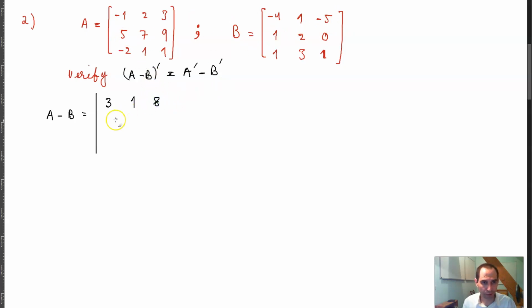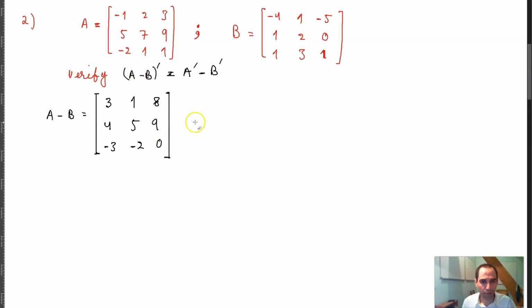Or 5 minus 1 is equal to 4. Or 7 minus 2 is equal to 5. 9 minus 0 is equal to 9. Negative 2 minus 1 is equal to negative 3. 1 minus negative 3 is equal to negative 2. And 1 minus 1 is equal to 0. So that is A minus B.